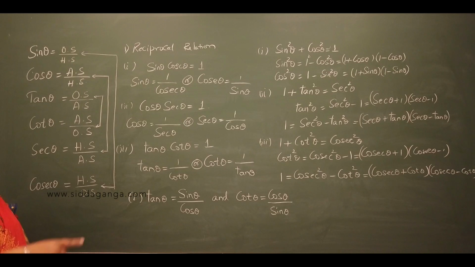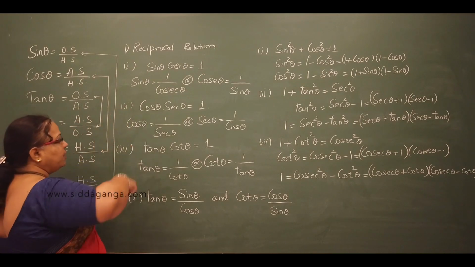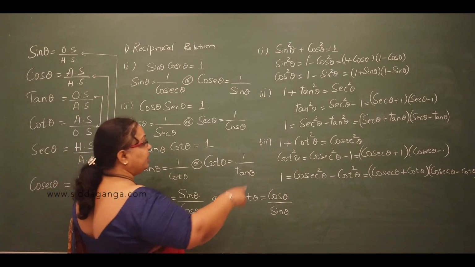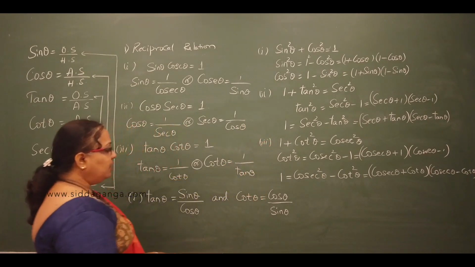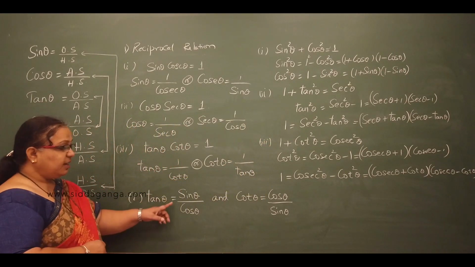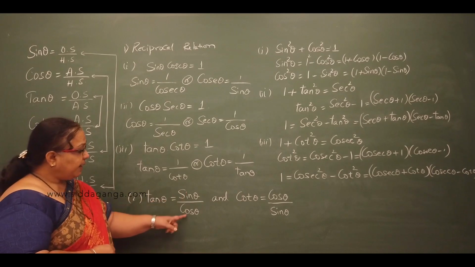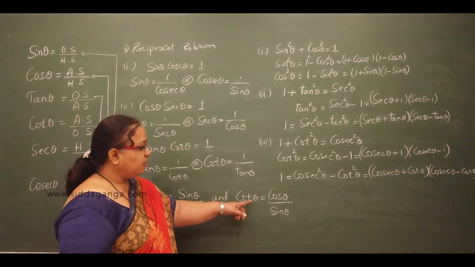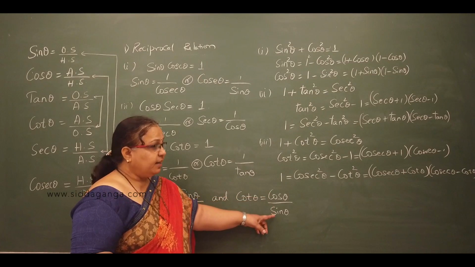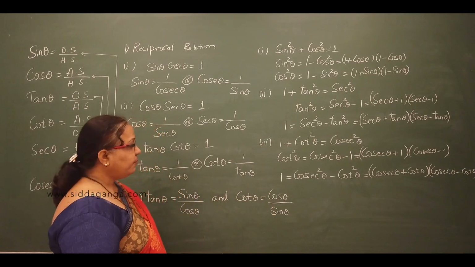So the reciprocal relations, there are 3 reciprocal relations and there are 3 identities, and also we have tan theta equal to sine theta by cos theta and cot theta equal to cos theta divided by sine theta.